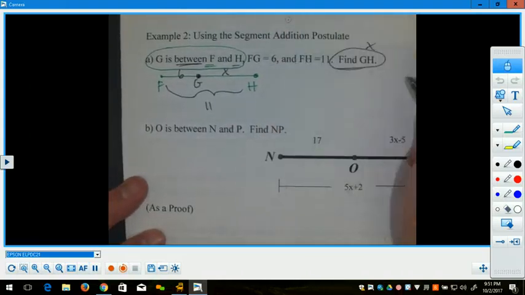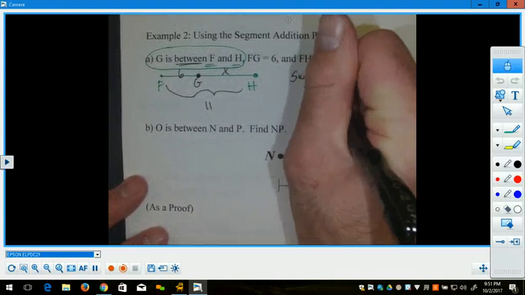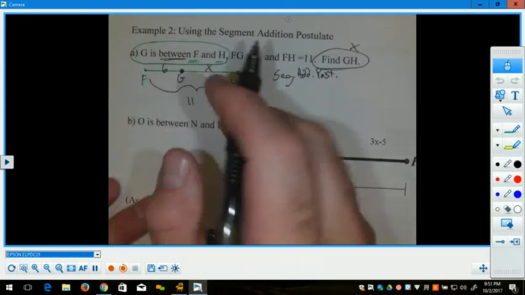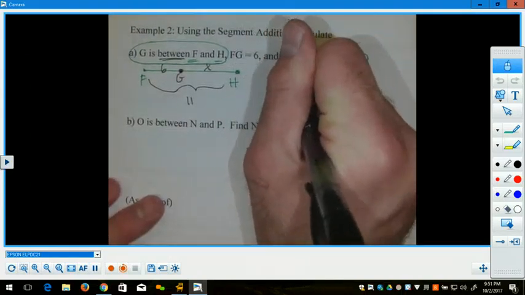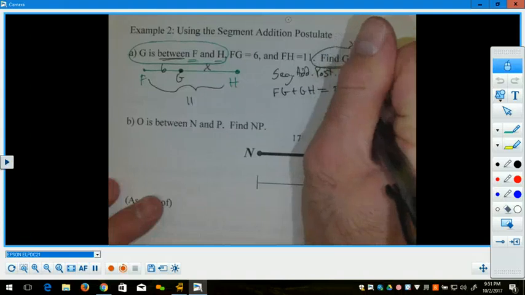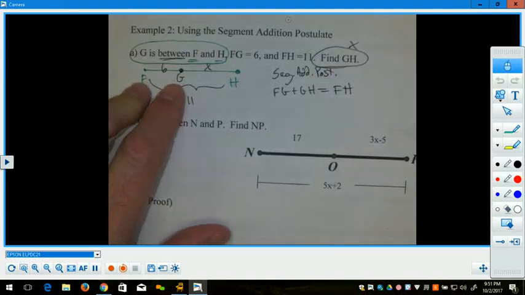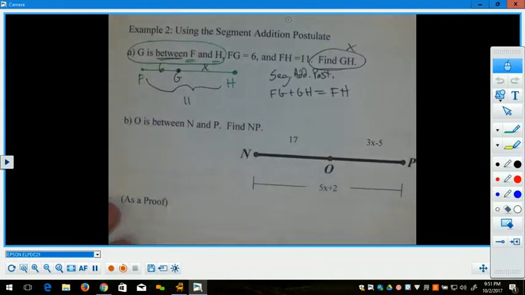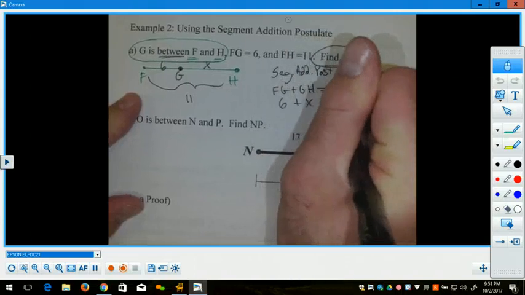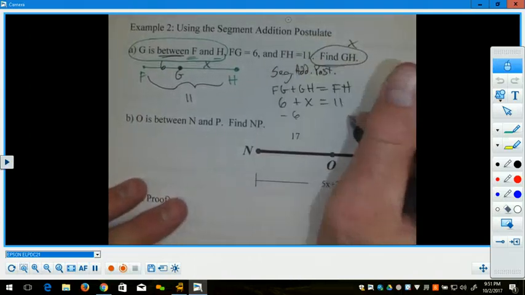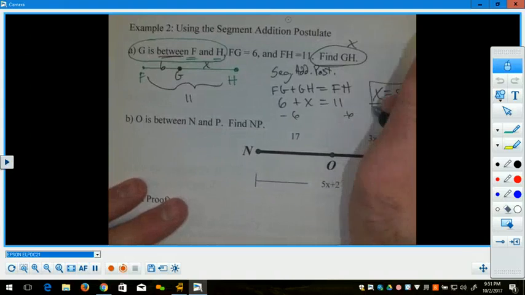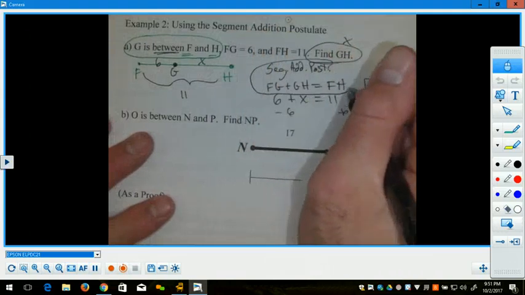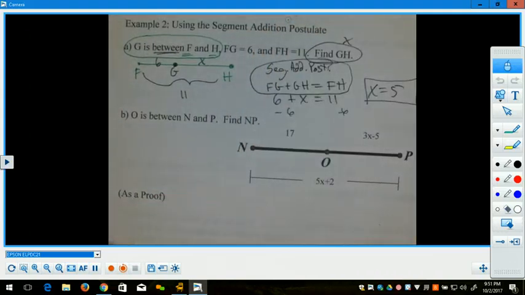Well, using the segment addition postulate, which I abbreviate seg add post, FG plus GH should add up to FH. This piece of the whole segment plus this piece equals the whole thing. Piece plus piece equals the whole thing. So we have 6 plus X equals 11. We can solve. X equals 5. Now some of you just knew the answer in your head anyhow, but we are supposed to start with the segment addition postulate as we set up these statements.